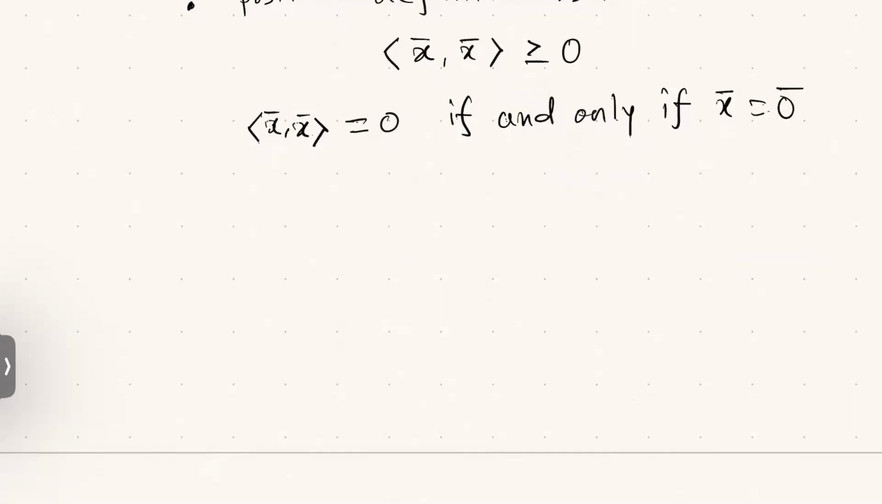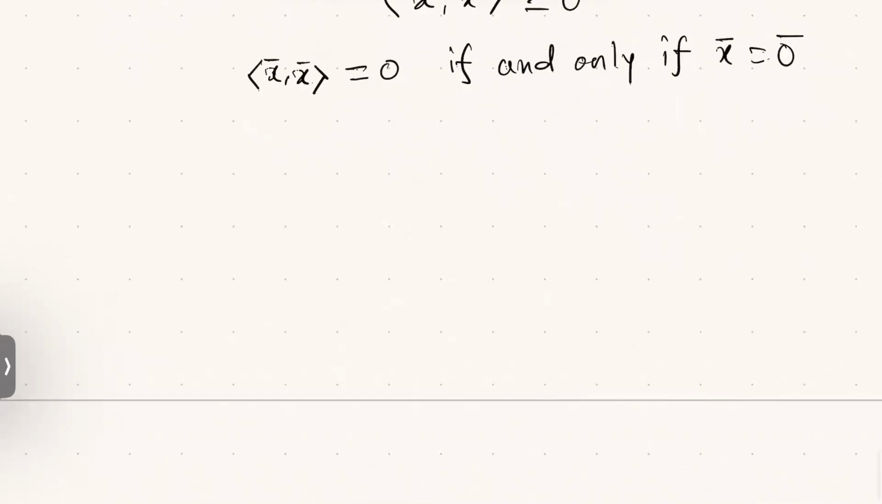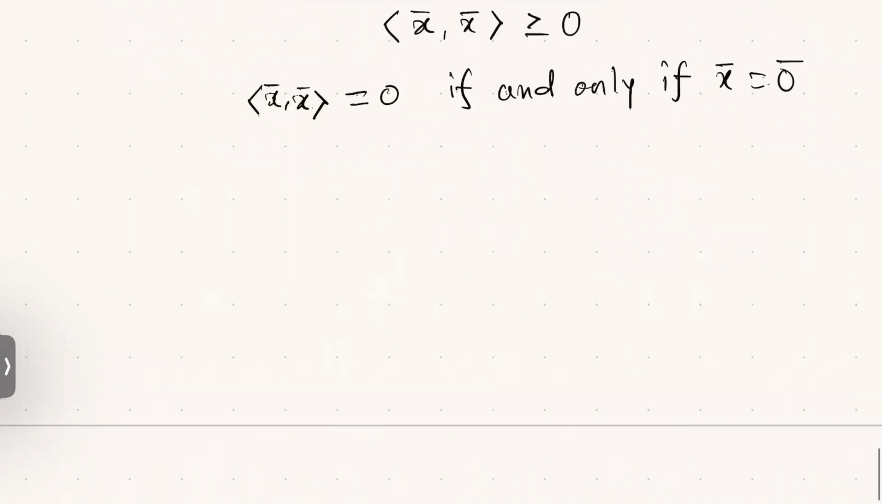But the inner product is a very strong structure. Why? Because to define inner product, you need vector space, right? Without a vector space structure, you cannot define inner product. But we can generalize this idea of inner product to any arbitrary set. And that gives us the idea of metric.